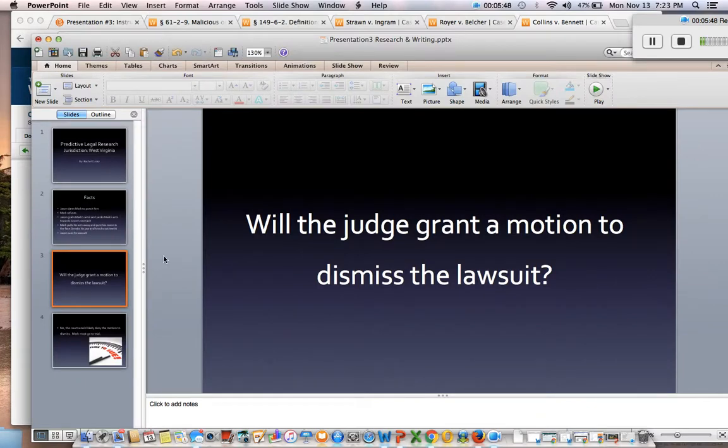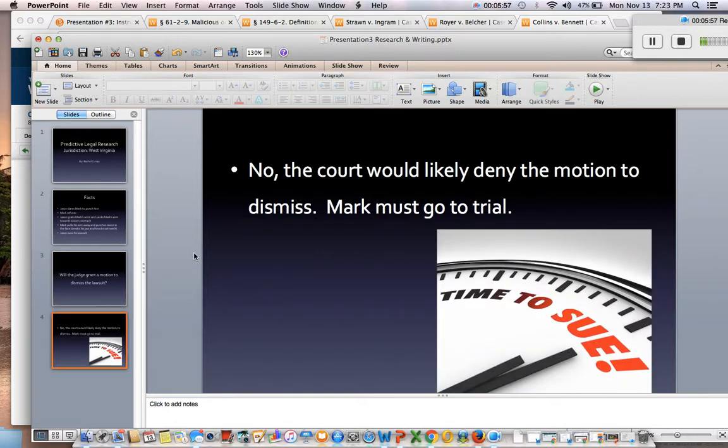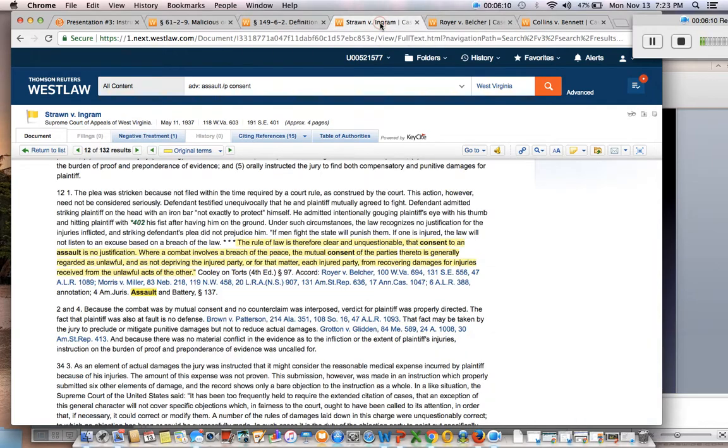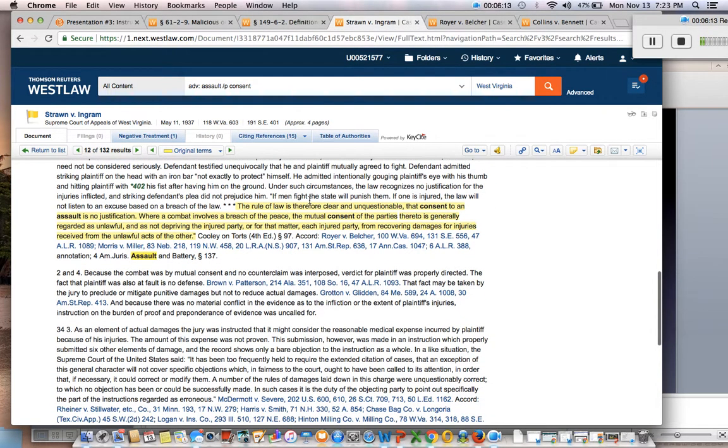So back to the question, will the judge grant a motion to dismiss the lawsuit? I came to the conclusion that no, the court would likely deny the motion to dismiss and Mark must go to trial. And I think my research backs that up pretty well, because right here, in the first case I showed you, it says that consent to an assault is no justification, and basically that you can still be held accountable even though consent is given.